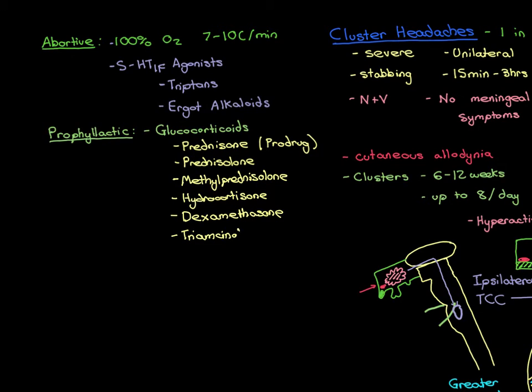Of course, I'm not going to be able to give you a complete explanation as to how they somehow stop this hyperactivity occurring in the hypothalamus, because we don't understand what generates that, but I can tell you a little bit about their mechanism. So, here are some examples of glucocorticoids. Prednisone, which is the prodrug for prednisolone, methylprednisolone, which is a slight modification of prednisolone, and then hydrocortisone, dexamethasone, and triamcinolone. Okay, so all of these drugs are glucocorticoids.